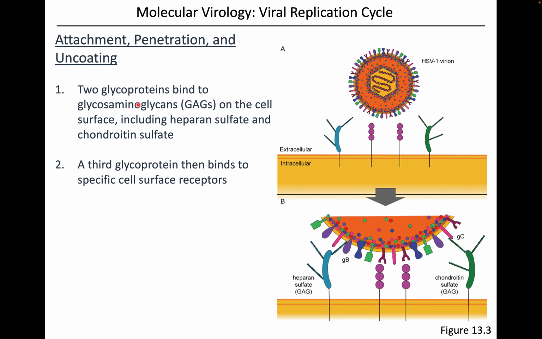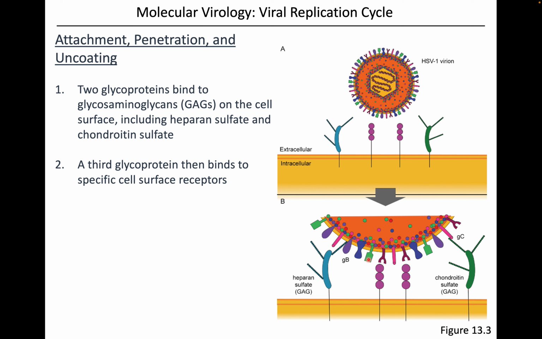But there are two glycoproteins that primarily bind to what are called GAGs, glycosaminoglycans, on the surface of the cell, and those GAGs are primarily heparan sulfate and chondroitin sulfate that you see here in green and blue. And you can see glycoprotein B seems to be binding heparan sulfate, glycoprotein C primarily binding chondroitin sulfate.